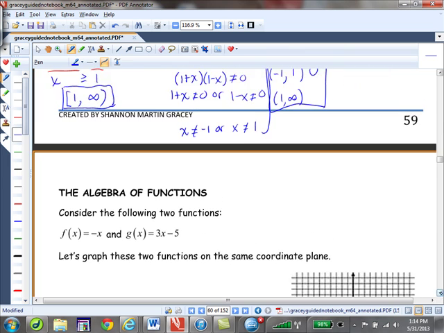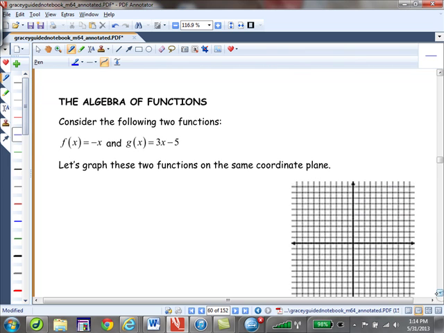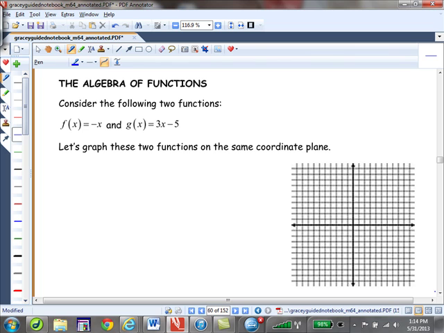So, the algebra of functions. We're going to take a look at these functions, and we'll graph a couple of these situations by hand, but some of the graphs are a little above your pay grade. So I'll illustrate those using a graphing calculator, and then you can just reproduce the graph on your grid as best you can.